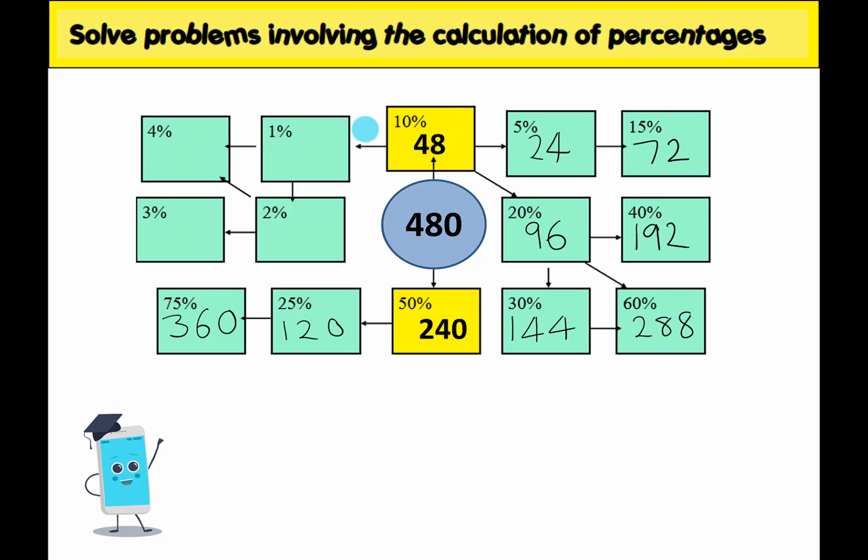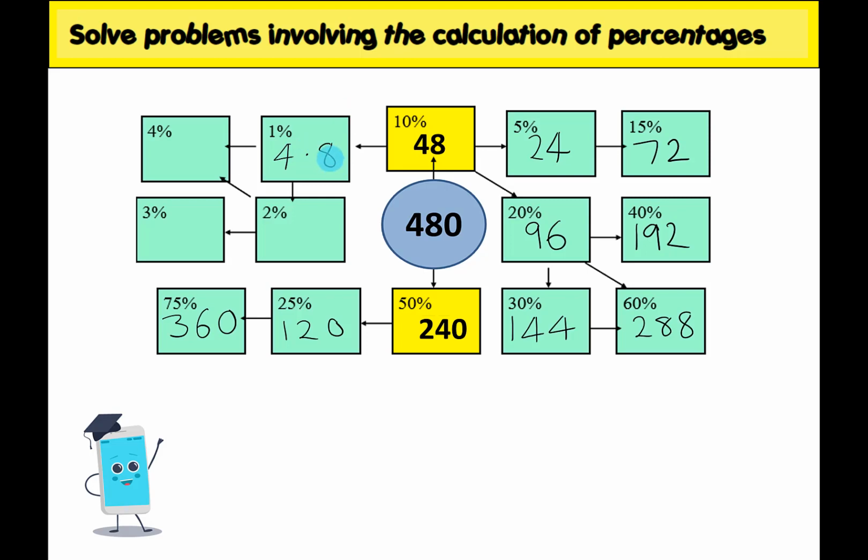If I know 10%, can I use that to find 1%? Remember previously we talked about finding 1% was to divide by 100. So I divide my 480 by 100, or I divide it by 10 and divide that number by 10, which might be easier to do. You do what works for you. It will both get you to the same answer. So I'm going to go from my 10% and divide by 10. So each digit moves 1 space to the right. That becomes 4.8.